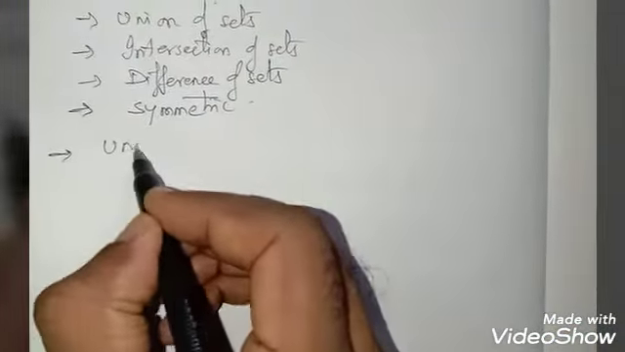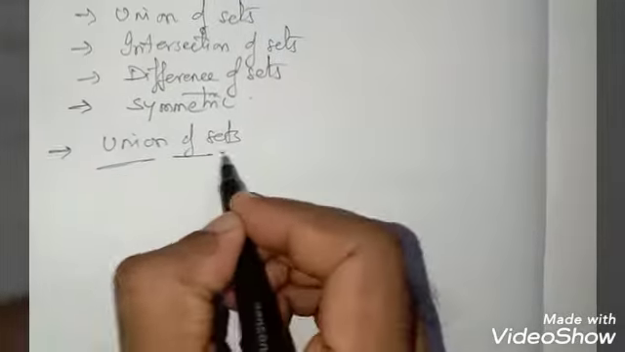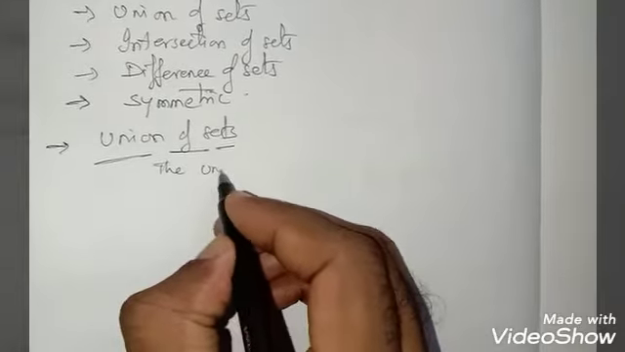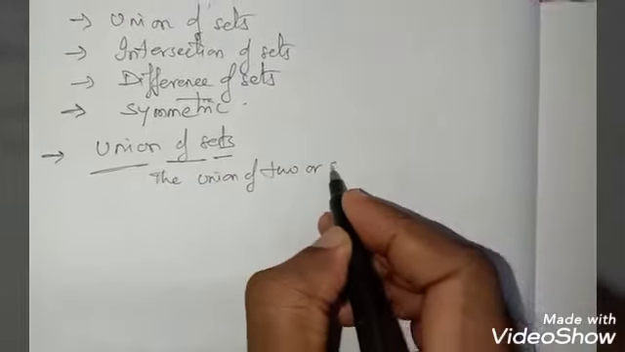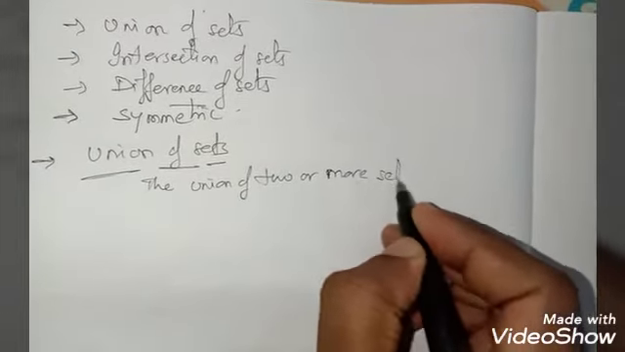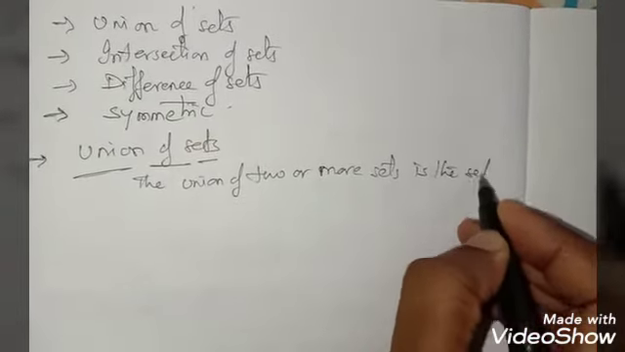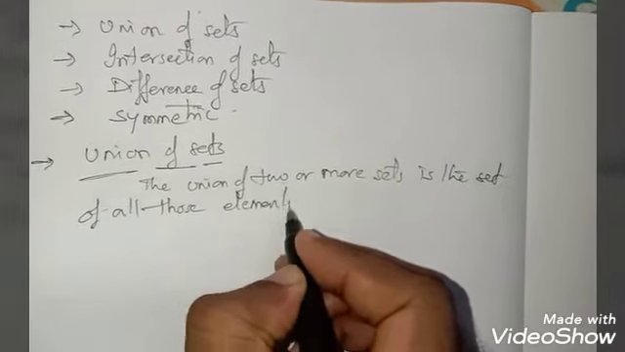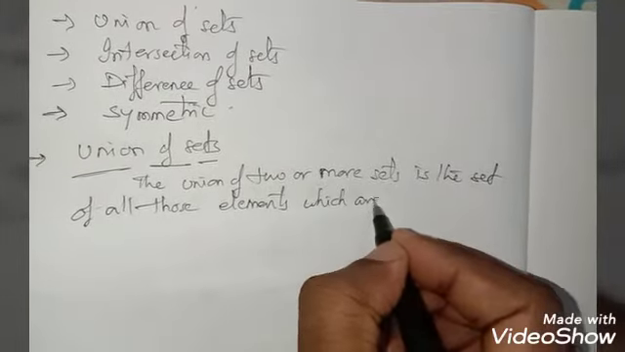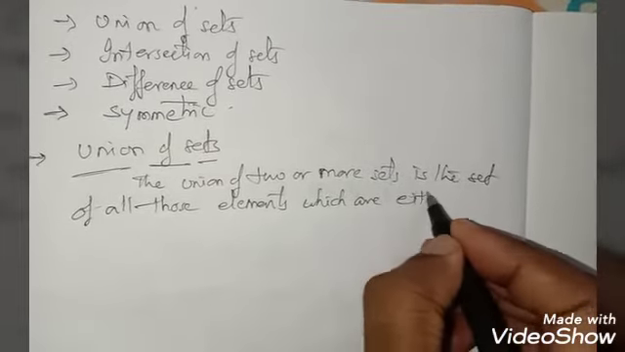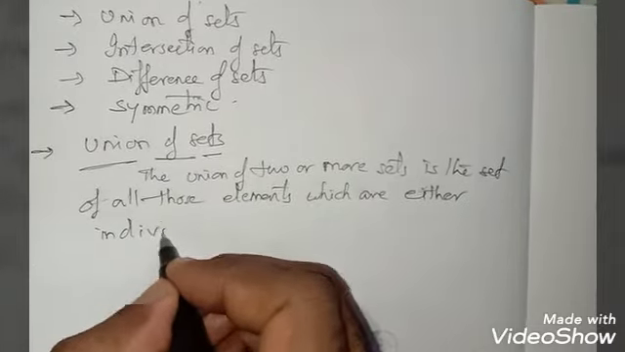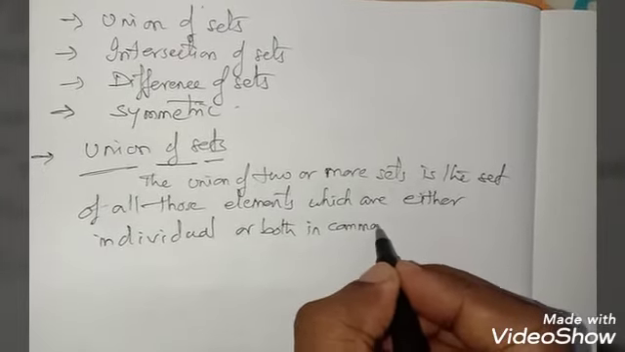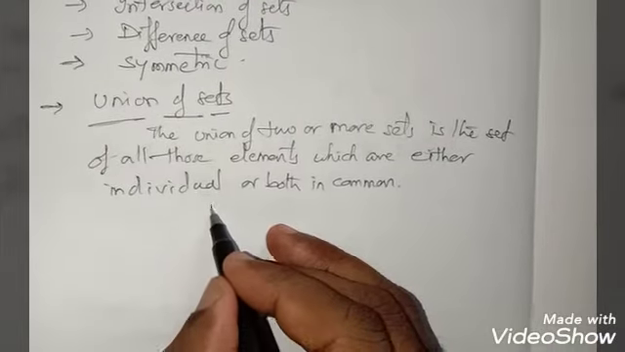Now first we'll go for what is union. Normally union is nothing but the combination of all the values. As per the definition, the union of two or more sets is the set of all those elements which are either individual or both in common. The union of sets is denoted by ∪, right?